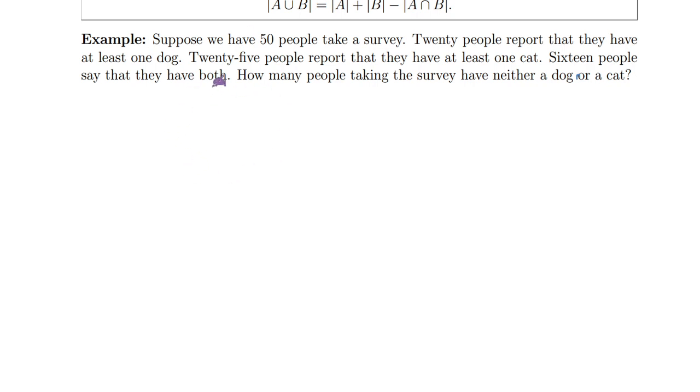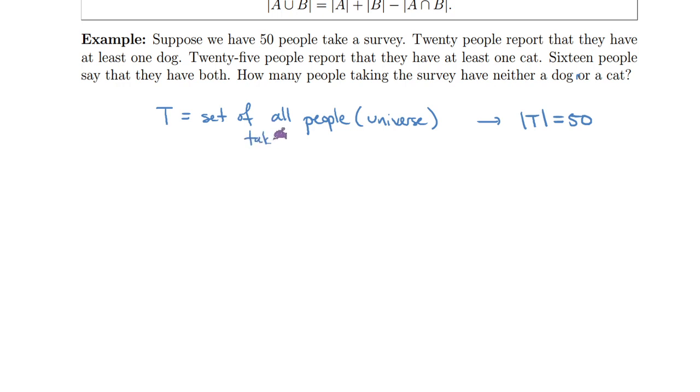Okay, so let's think about this in terms of sets. So T would be the set of all people. This is like your universe. And we know the size of T is 50. So 50 people are taking the survey. Set of all people taking the survey. Okay, so we have this universal set.